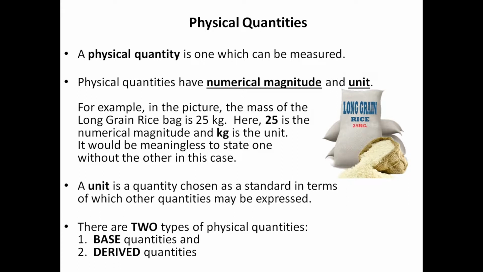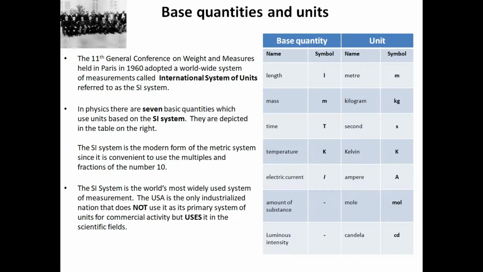So a unit is a quantity chosen as a standard in terms of which other quantities may be expressed. There are two types of physical quantities: base quantities and derived quantities. Now there are 7 base quantities. You have length, mass, time, temperature, electric current, amount of substance, and luminous intensity. These are the symbols of these names on the left. Then these are the units used to represent these quantities.